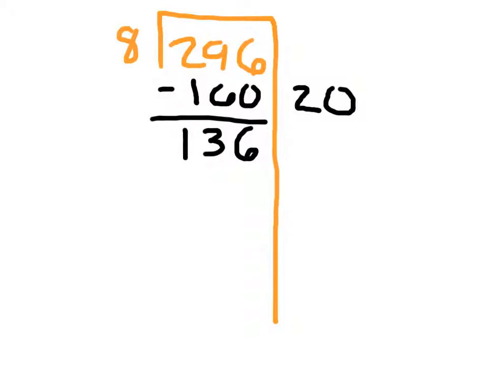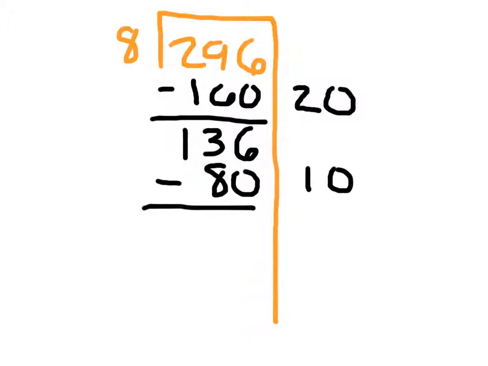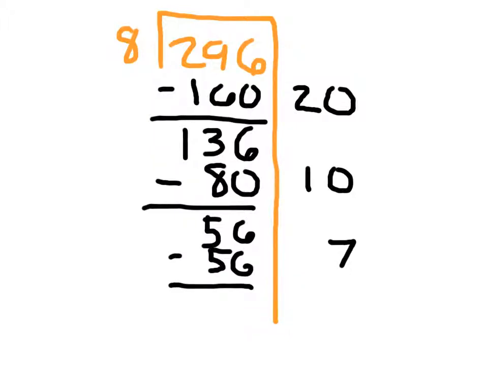Now we have 136, and 136 divided by 8. Hey, wait. We can't use 20 because 20 times 8 is 160, but why don't we use 10? Because 10 times 8 is 80. And then again, we subtract. We get 136 minus 80, and that there is 56. And then we have 56 divided by 8. We look at that and say, oh, I know that math fact. That's 7, because 7 times 8 is 56, and 56 minus 56 is 0. In this case, there's no remainder.